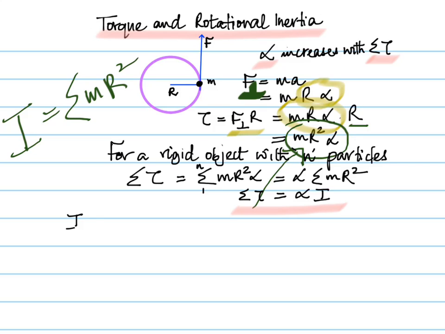I'm just trying to say that I is sigma m r squared. I is called rotational inertia, or sometimes moment of inertia.